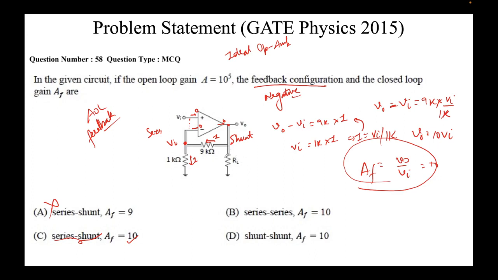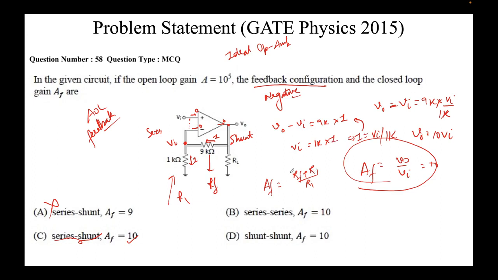Similarly, for these kinds of circuits, we calculated the gain. There's a shortcut for this again. This is RF, and again this is R1. So the gain would be RF plus R1 over R1. That's what we got, right? Yes, this is correct. So again, you can try to remember this.